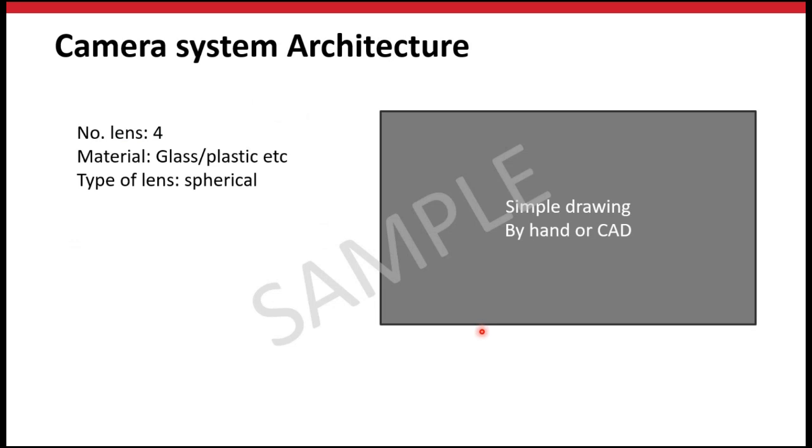And maybe you can also include the camera system architecture. For example, the number of lenses, say you have 4 lenses, and then what types of lens, the material type that you use, is it glass, plastic, or anything? And the shape of the lens, is it spherical or any other kind of lens, so that you can show how you produce that kind of imagery.